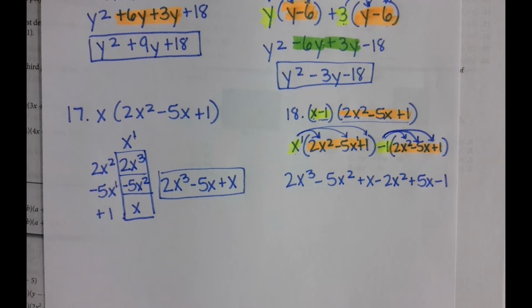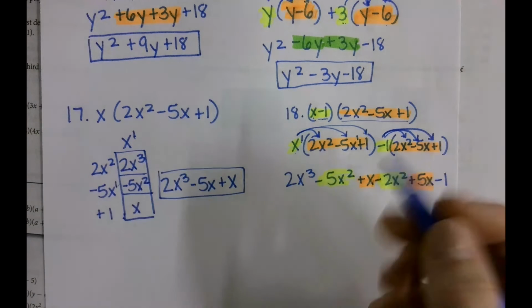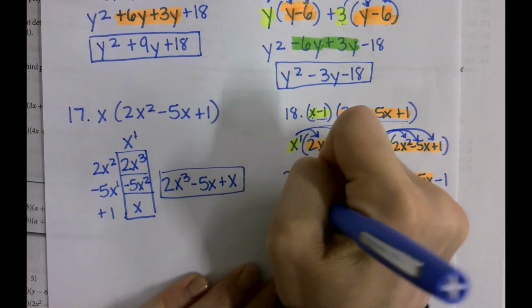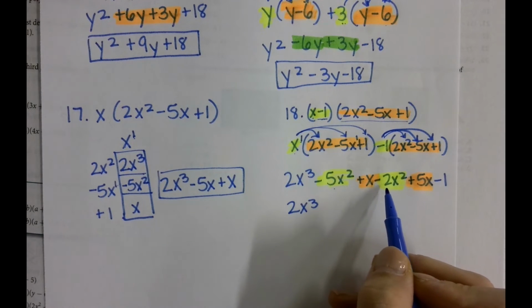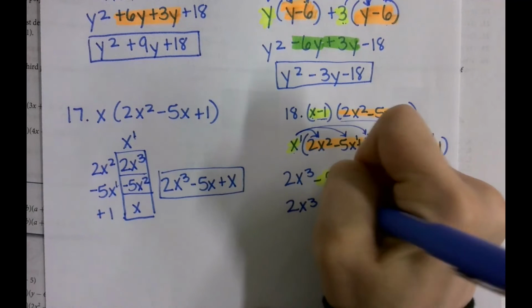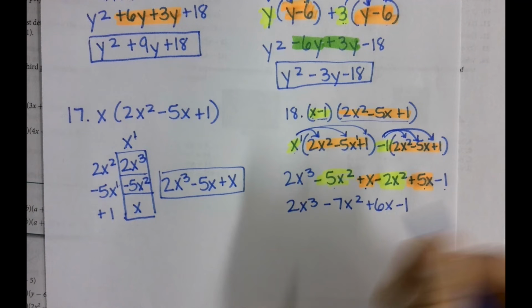Then we want to combine our like terms. Negative 5x squared and negative 2x squared, and then x plus 5x. 2x cubed stays the same. Negative 5x squared minus 2x squared is negative 7x squared. Then x plus 5x is 6x, and then minus 1.